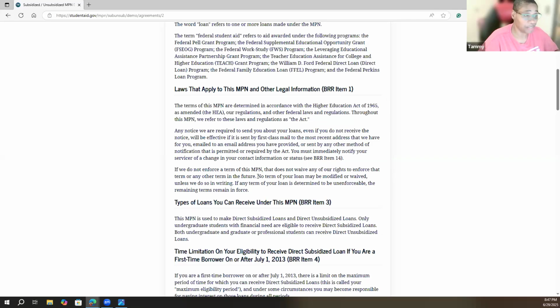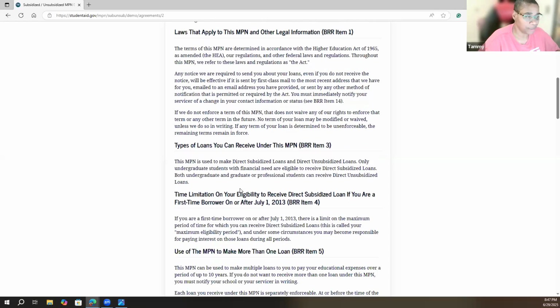Because like they tell you, if anything changes, if anything is amended, anything with the Higher Education Act or with this master promissory note, they're going to send any of those notices to you at the latest information that they have on file for you. And as long as they send that information out by first class mail to that most recent address or email address that you have provided, it is considered as received, okay? So you want to make sure that your information is up to date, okay?